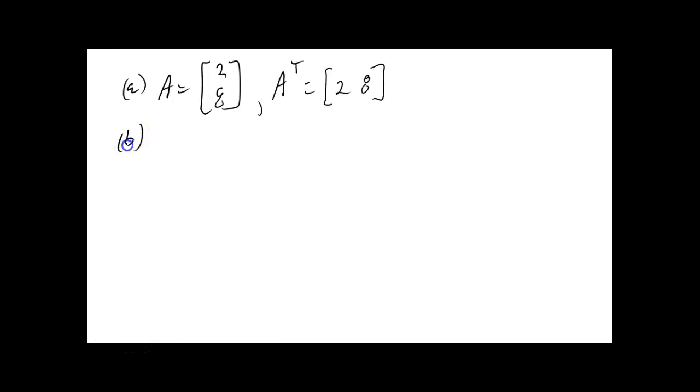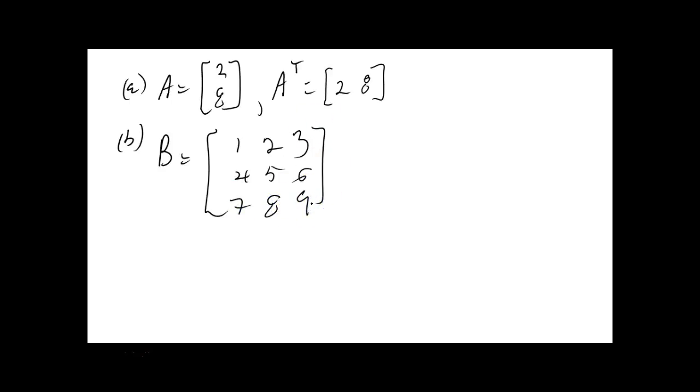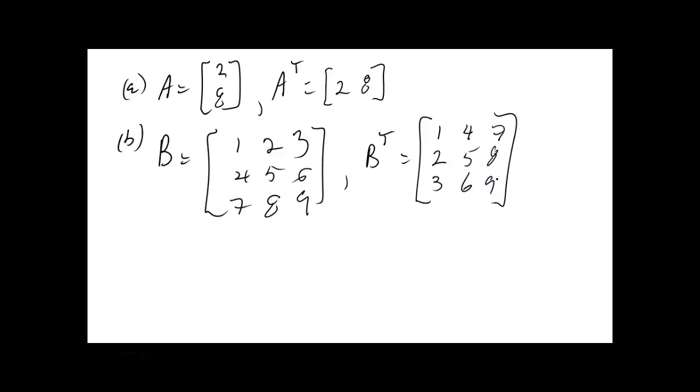Okay. Here's the B part. This gives us matrix B is equal to 1, 2, 3, 4, 5, 6, 7, 8, 9. Very creative matrix there. Okay? We want to know what B transpose is. What would it be? That would be 1, 4, 7, 2, 5, 8, 3, 6. Okay, perfect.